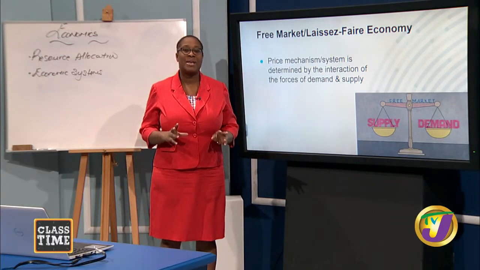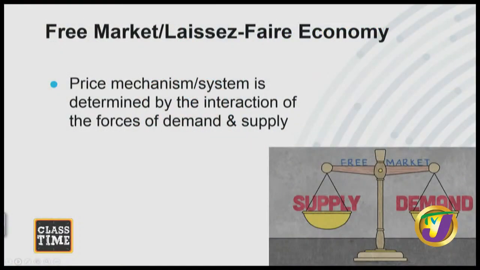Now, the pricing mechanism, or how pricing is determined under this market, is through the interaction of the forces of demand and supply. So the consumers, they will drive the demand, what it is that they want, what kind of goods and services they need. And of course, the producers will do their utmost best to supply that demand. And that is for a later topic when we look at the whole interaction of demand and supply and how prices are determined in the market.